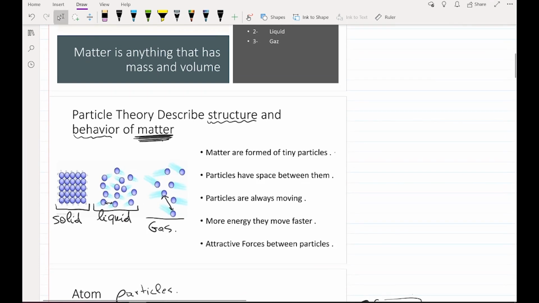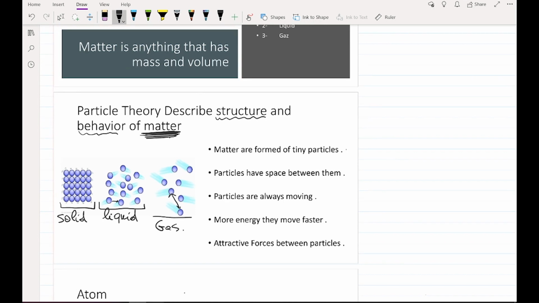While particles are always moving as well, as shown here in the blue in this figure. Particles are always moving. This movement determines the behavior of matter. In solid, the movement is slight, in liquid the movement is a bit higher, and in gas there is the most movement. While moving, attractive force is created. So there is attractive force between particles.